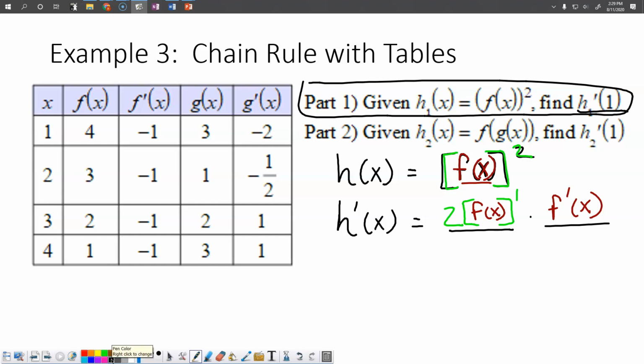Okay, now we're going to go ahead and do h prime of 1. We're going to plug in 1. We don't need the power of 1 there. I'll just leave it off.